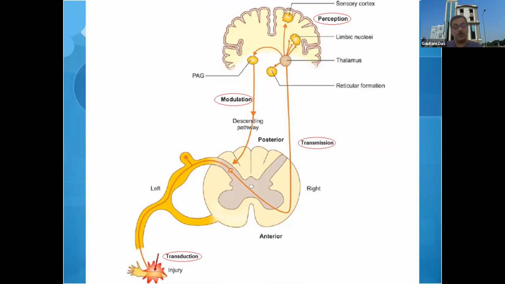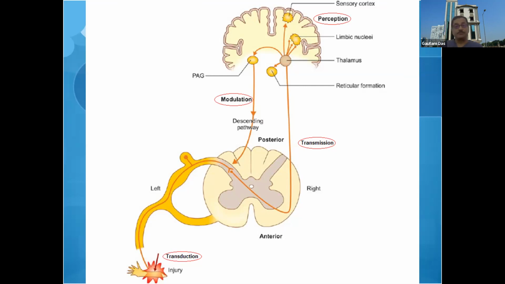But remember one very important thing: it must be the same dermatome. That means you must be closing the same gate. Suppose somebody is having abdominal pain and you move your hand on the head. Will the pain be relieved? The answer is no, because it is closing the other gate, not the gate through which the signals are entering. So the stimulation must be on the same dermatome. Then only will the gates be closed.